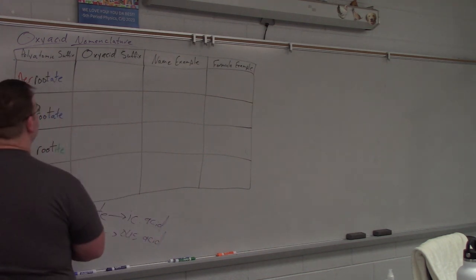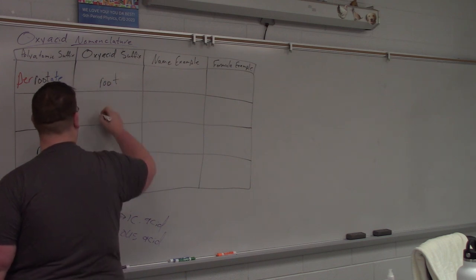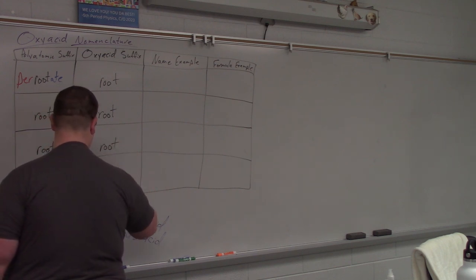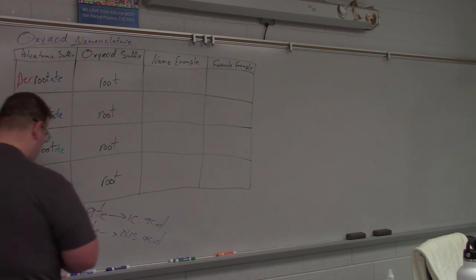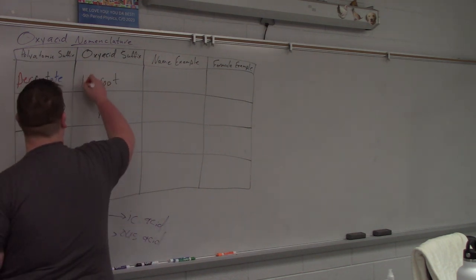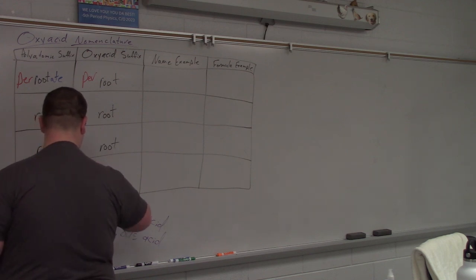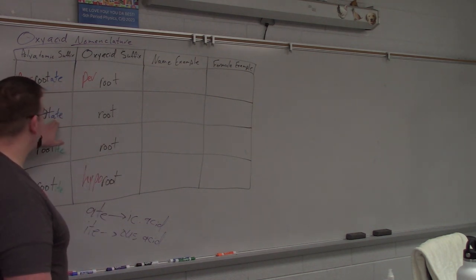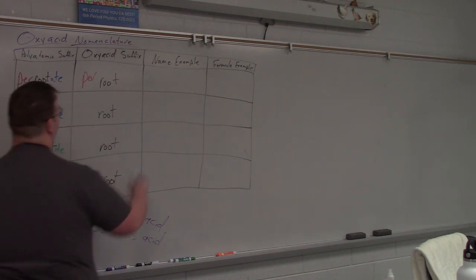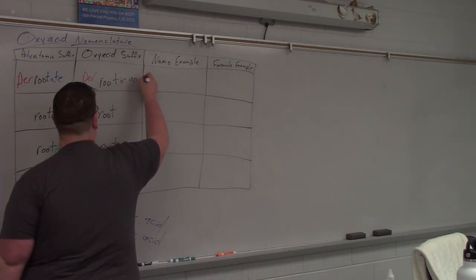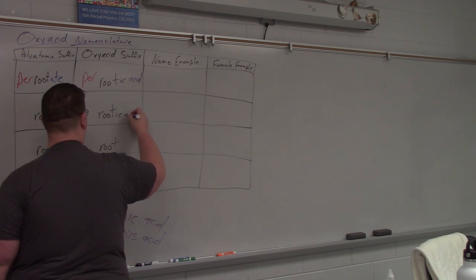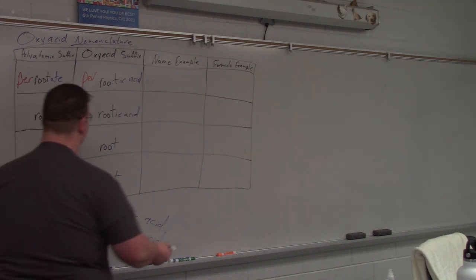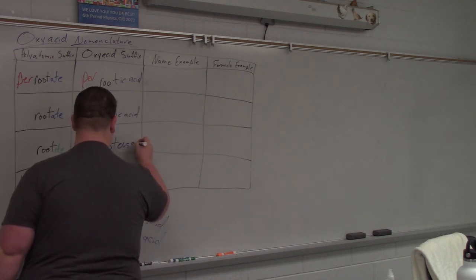So everything stays the same. We still have the roots, and we still have the prefixes on the ones that have prefixes. But now the difference is in this ending. So if it ended in ate, it now ends in ic acid. If it ended in ite, it now ends in ous acid.